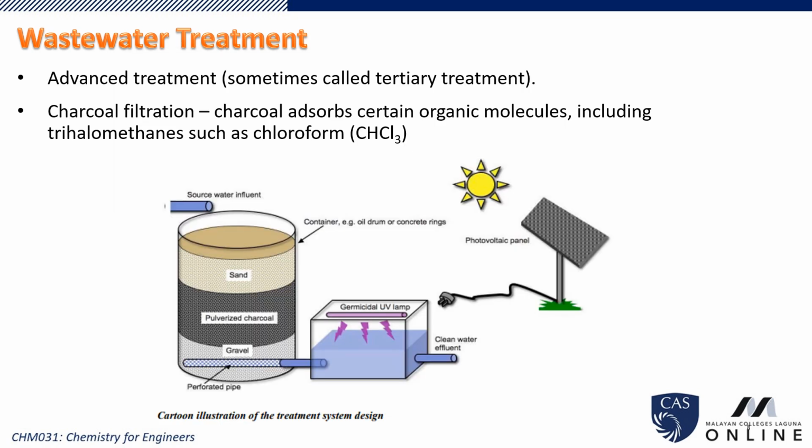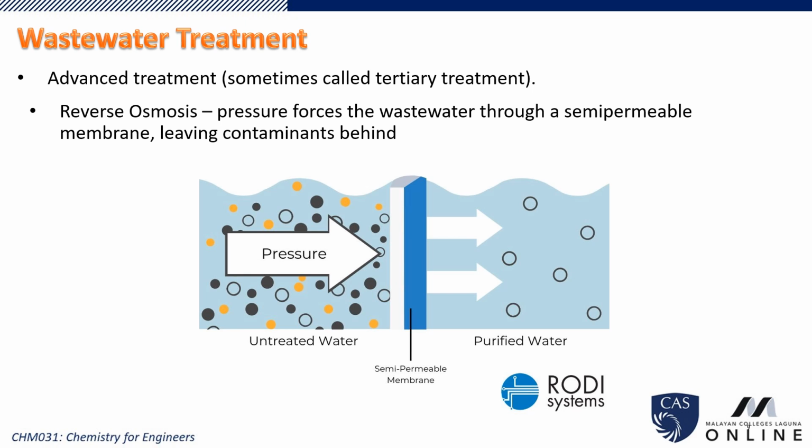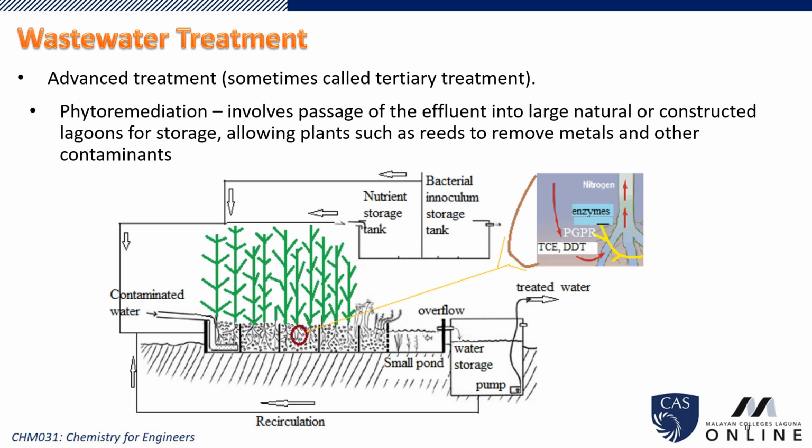In terms of advanced tertiary treatment, we can also use charcoal filtration, which can be used to absorb organic compounds including harmful byproducts like chloroform. We could also use reverse osmosis, in which pressure forces the water through a membrane and the contaminants are left behind. This is a highly effective treatment for removing dissolved substances. We also have phytoremediation, in which we use plants to absorb contaminants and help clean water in natural or constructed systems.